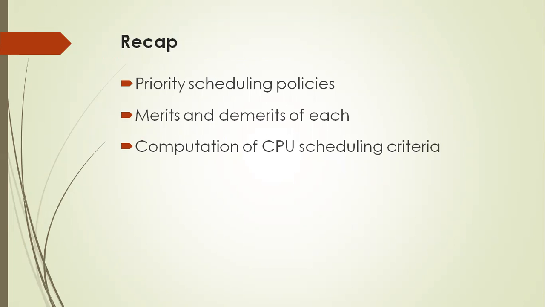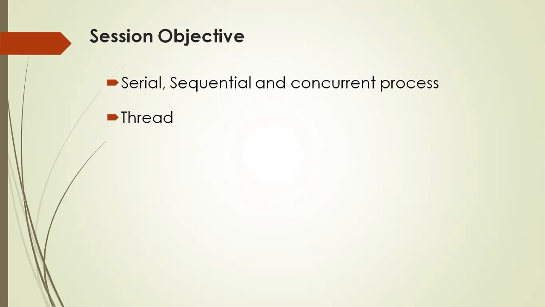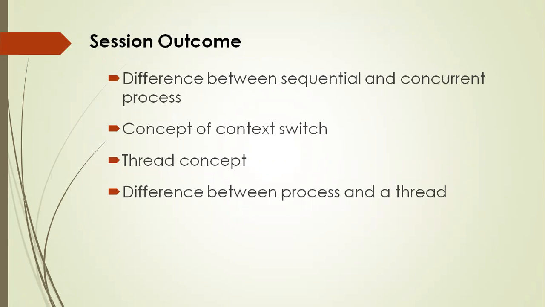We also studied the merits and demerits of each of these CPU scheduling policies, and how they are compared based on criteria like throughput, turnaround time, waiting time, response time, CPU utilization, etc. In today's class, we'll be discussing serial processing, sequential processing, concurrent processing, threading, etc. At the end of today's session, you will understand the differences between sequential processing and concurrent processing, the concept of context switch, what a thread is, and the differences between a thread and a process.